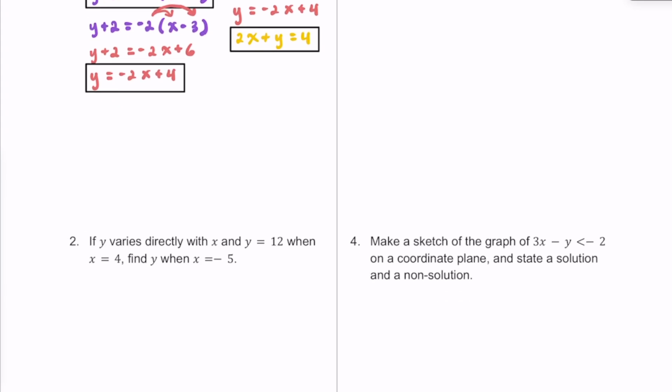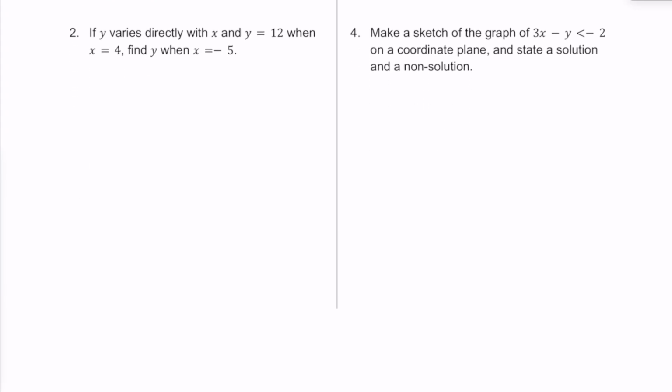All right, here is number 2. In number 2, if y varies directly with x and y is equal to 12 when x is equal to 4, find y when x equals -5.